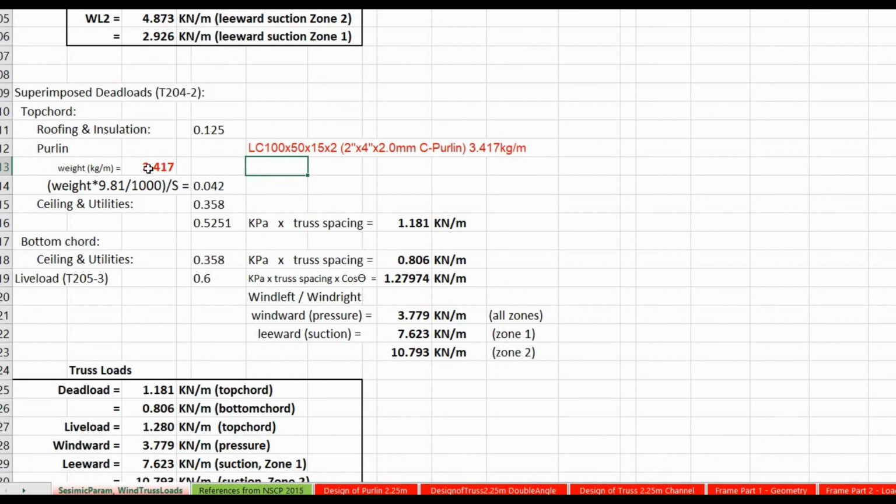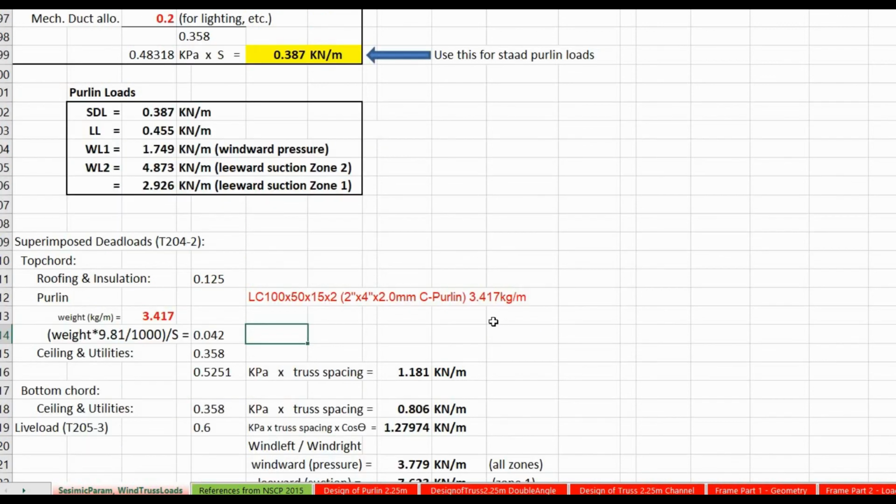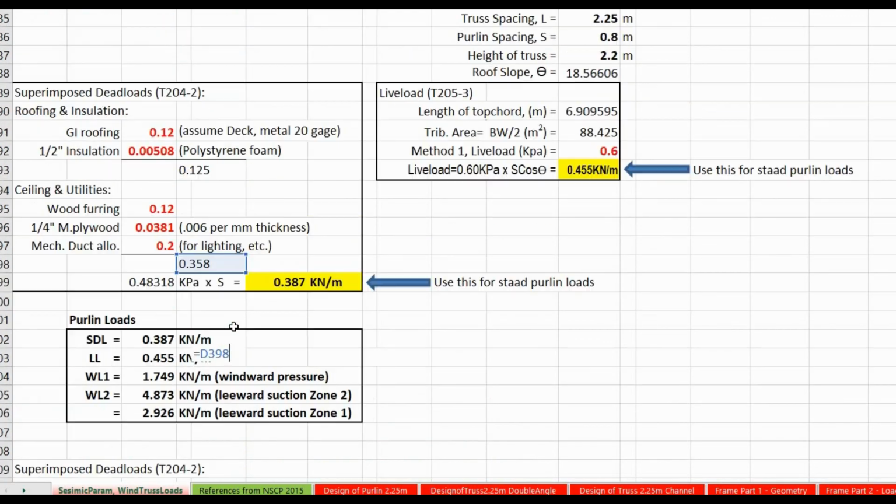Now, you convert that weight to kilonewton. This time, I will use parentheses. 3.417 times 9.81 divided by 1,000. Then, divided by 0.8. Okay, correct. Next, binubuhat pa rin nung top cord is ceiling and utilities. This is taken again from your purlin loads. Ayan, 0.358.